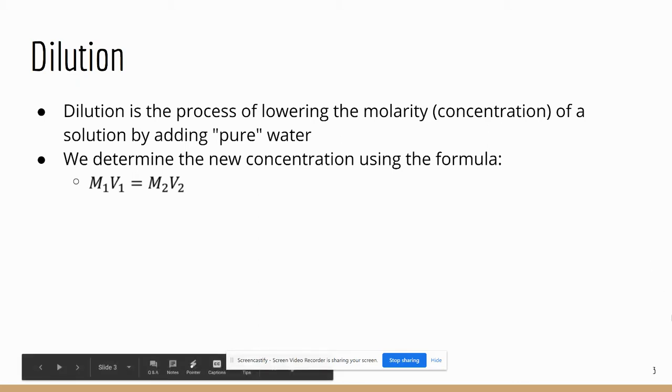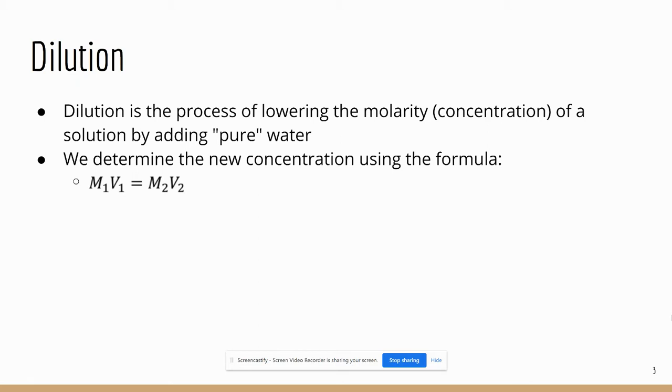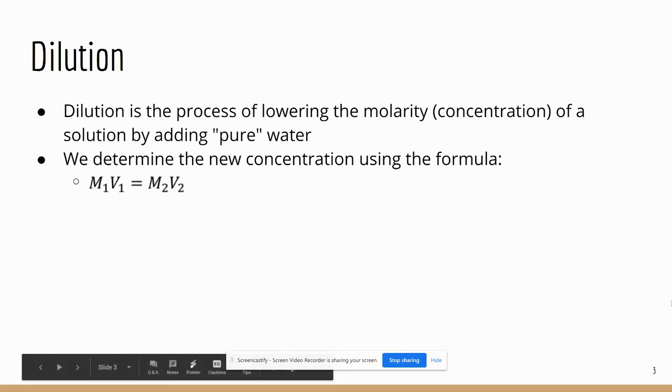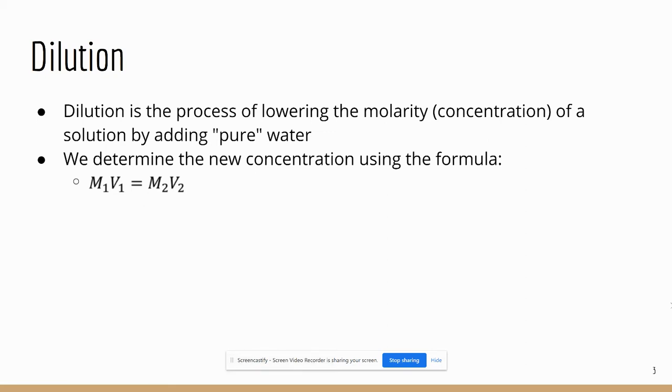But this is a really common shortcut that we can take: the molarity of the initial solution times the volume of the initial solution is equal to the molarity times the volume of the final solution. The reason why this works is because we're pretty much saying moles before is equal to moles after, since volume times concentration is moles. And we're following the law of conservation of mass, so the moles have to be equal before and after.